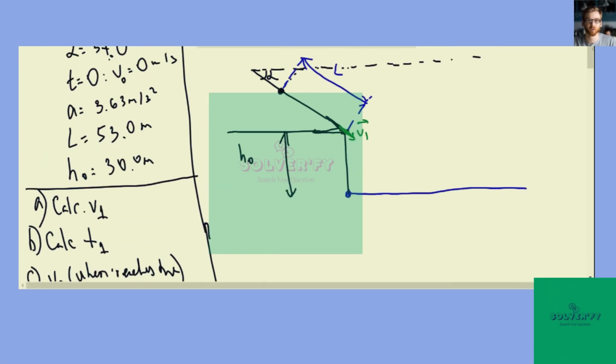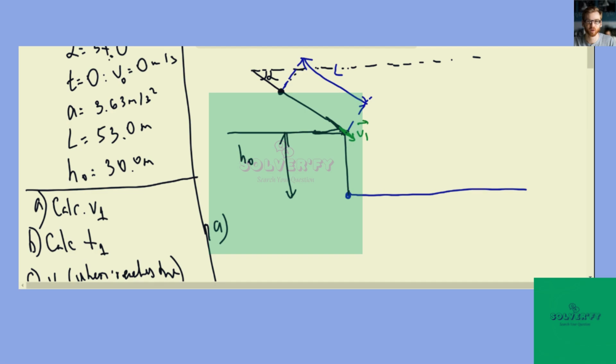Solve the problem regarding the car which is moving down alongside a cliff and then unfortunately falls into the water. So first we have to calculate the velocity of the car when it reaches the bottom of the cliff.